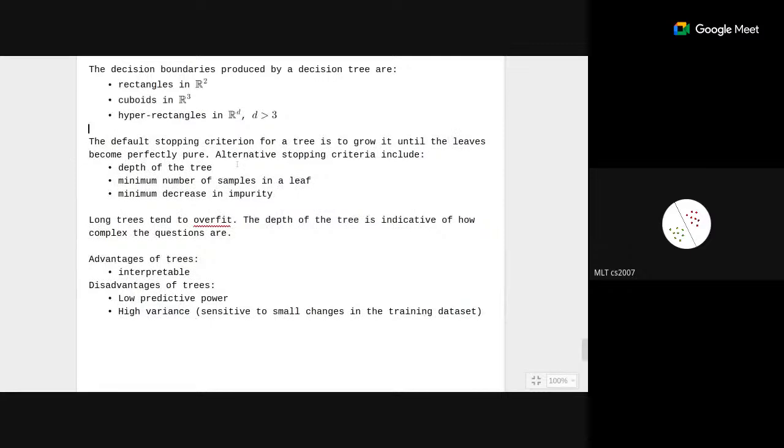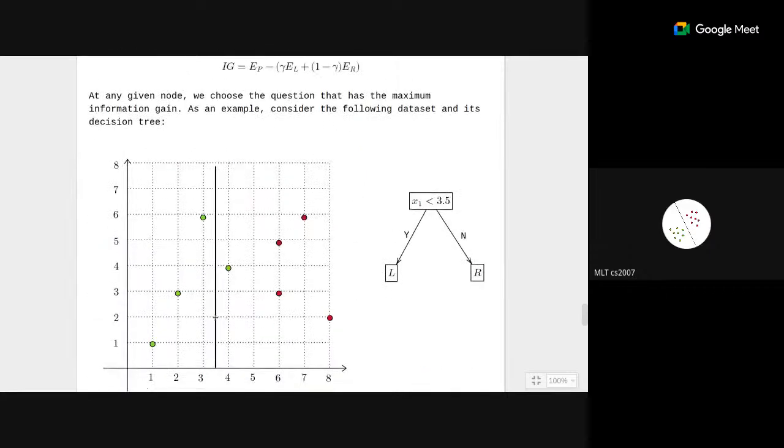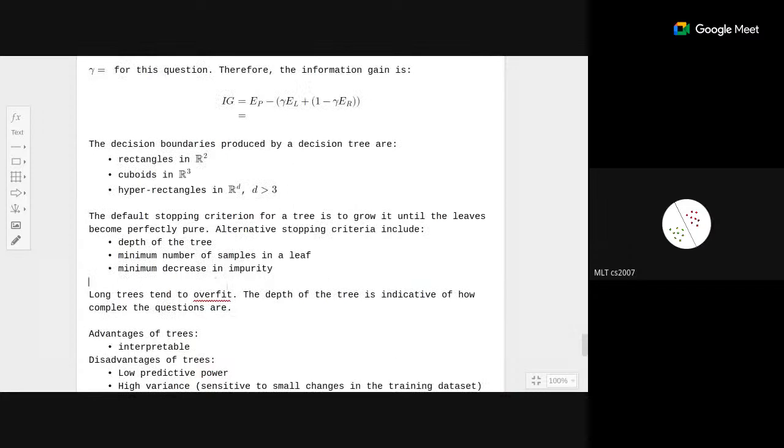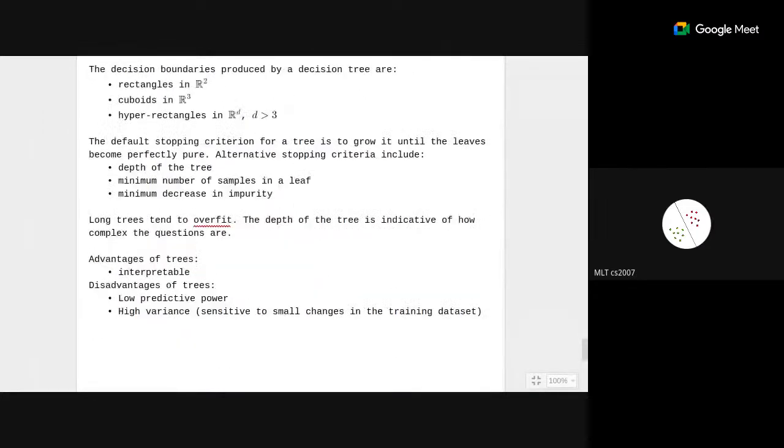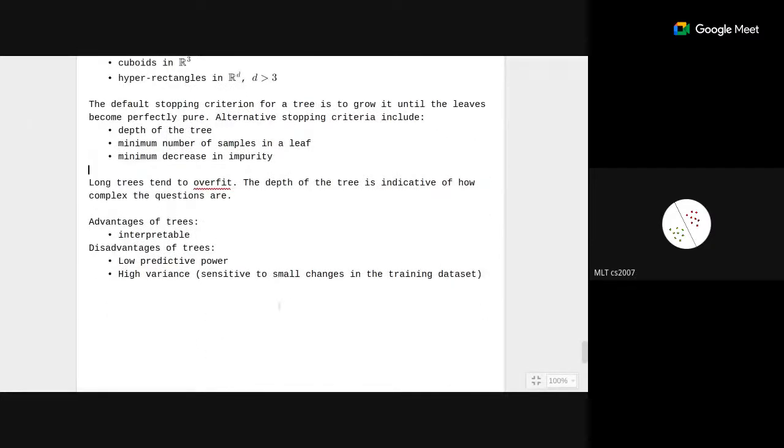There are other ways to stop growing a tree. You could look at the depth of a tree, and not grow it until it's too long, so you stop it before that. Or you could look at how many samples are there in a leaf. For example, if I have only one data point in a particular node, then I might not want such a tree, because with just one example in a node I can't be very confident of my prediction. So I may specify that for a leaf in a tree, at least it should have five data points. There are other ways of stopping. These points I leave it to you to read from the notes when I upload them.